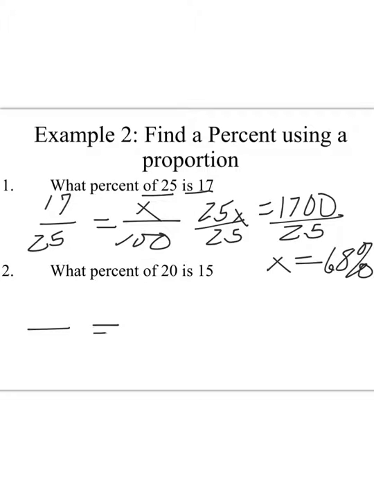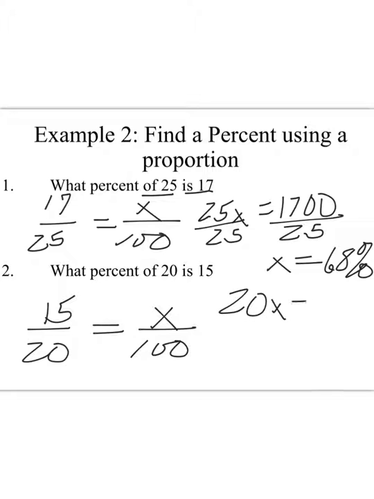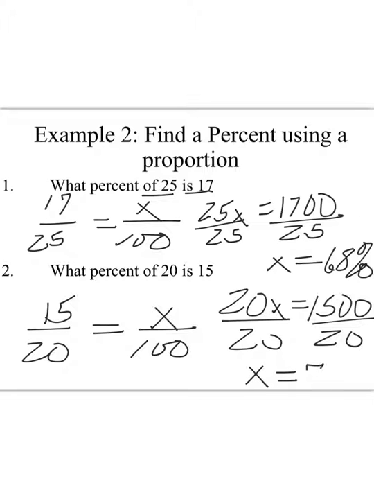Number 2, same general process, 100 on the bottom, of 20 is 15. X on the opposite corner. When we cross multiply, we get 20x equaling 1500. I'm going to divide each side by 20. And I get x equaling 75%.